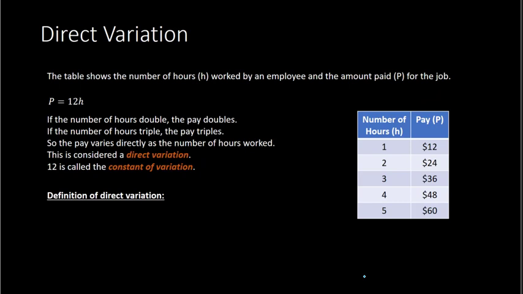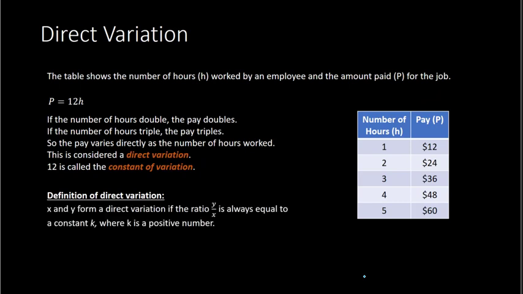So here's a definition of direct variation. Our definition says that x and y form a direct variation if the ratio y over x is always equal to a constant k, where k is a positive number. Meaning if I take this right column and divide it by this left column, it will always equal the same number. So here we see 12 and 1. If I take 12 divided by 1, that's going to be 12. 24 divided by 2 is 12. 36 divided by 3 is 12. 48 divided by 4 is 12. And 60 divided by 5 is 12. So that is my definition.